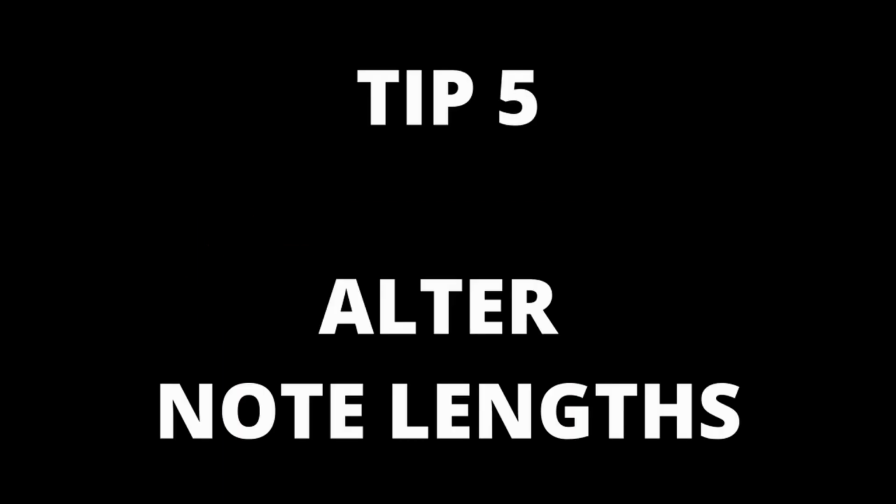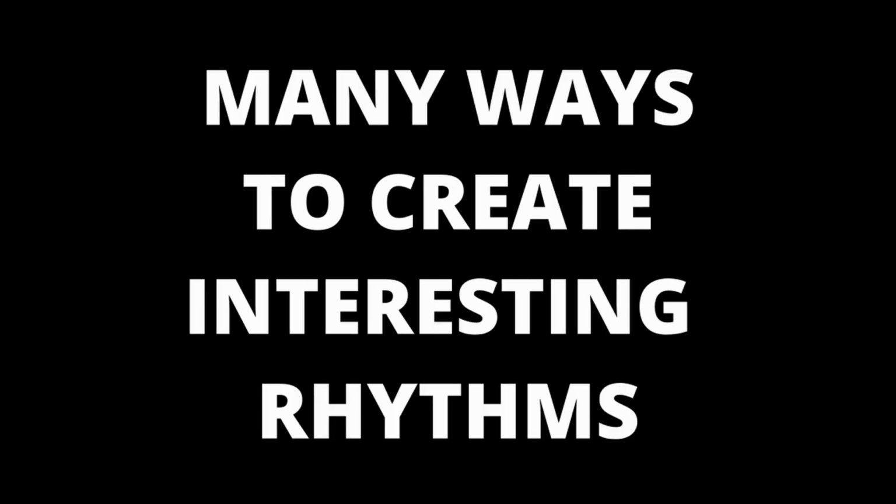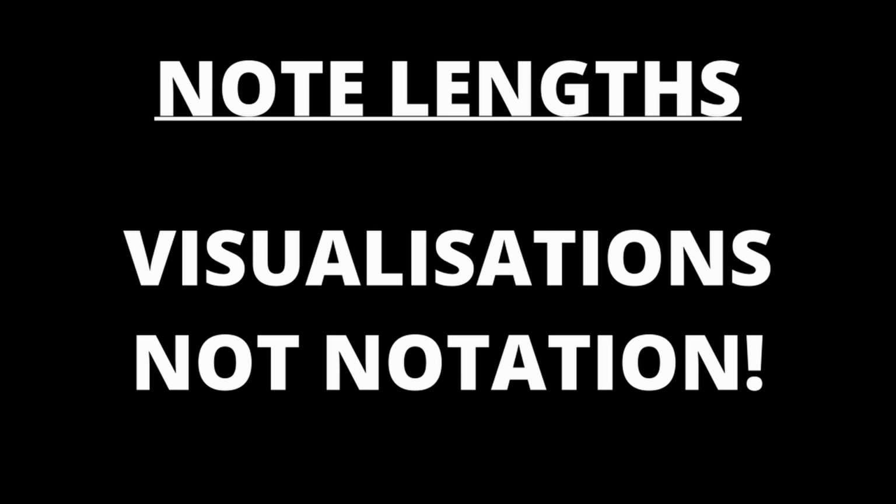Tip number 5. Alter note lengths. Playing all the notes for the same duration would become boring. There are many ways to divide up each bar to create interesting rhythms for our melody. With 4/4 time, which is the most common time signature used for songs, we have 4 beats in each bar. Here are some visualizations of these lengths. Please note that this is not musical notation.